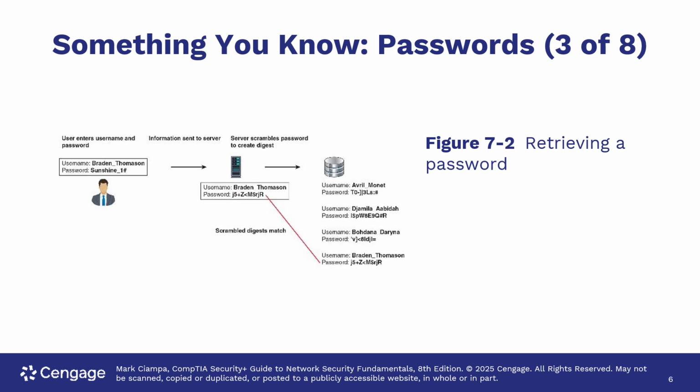So here's how authentication works. They type their username and password, and the information sent to the server scrambles the password and creates that digest, and then compares that to what's in the database. If they match, then congratulations, you are authenticated. So it never compares the sunshine_1$. It compares that ciphertext.